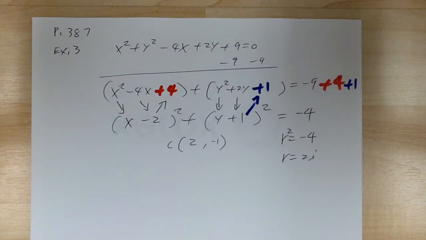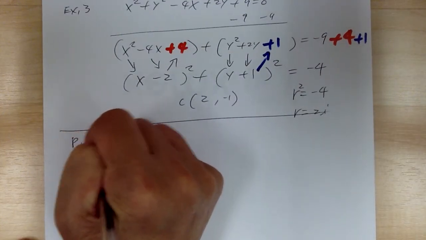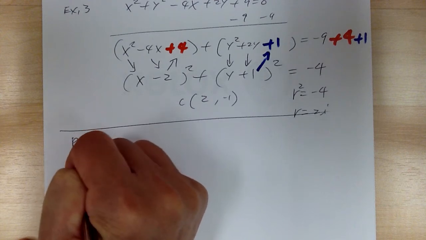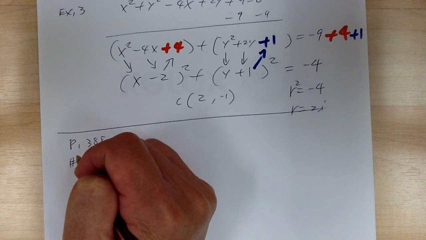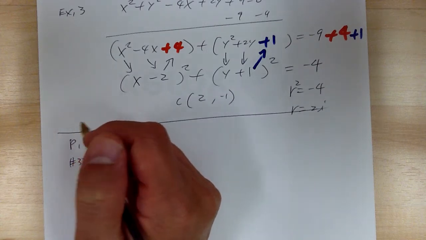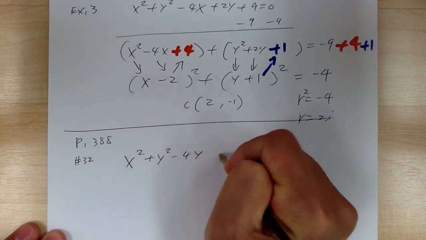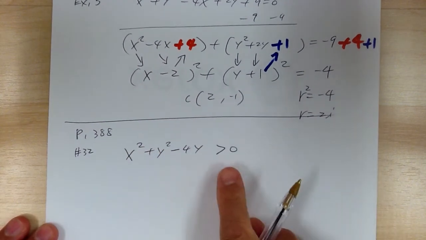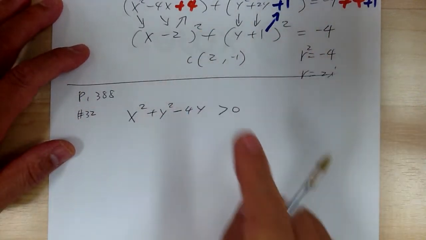Now let's do number 32. Okay, so let's go to page 388, number 32. So you're going to graph x squared plus y squared minus 4y greater than 0. So right now you have an inequality, but don't worry about that right now. Let's just go through the same steps.